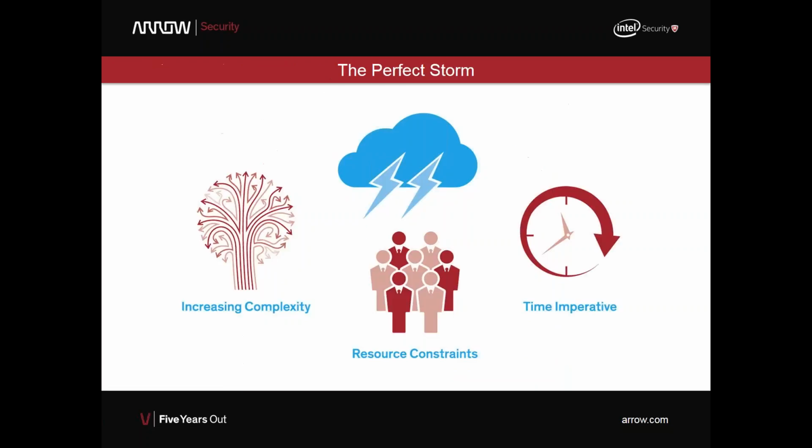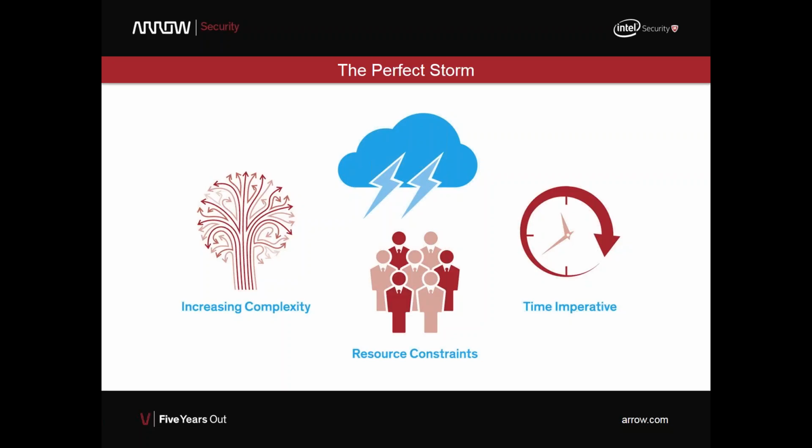So with the increasing complexity of people's environments and the increasing complexity of attacks, your resource constraints, so your IT guys and the tools that they use, they're a finite resource, and time being imperative, the time that you actually have to adapt to and deal with these attacks is getting smaller and smaller and smaller. And you have essentially a cauldron and a perfect storm of what's going on. So how do you deal with that?